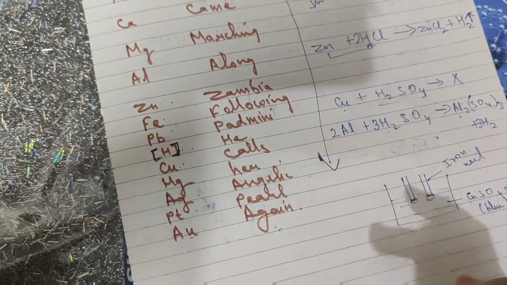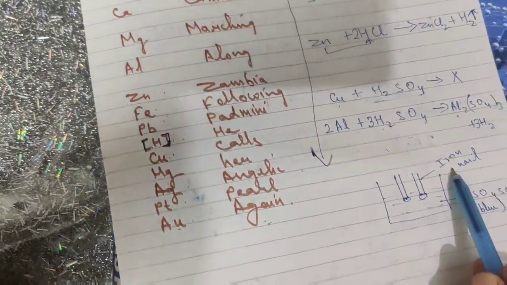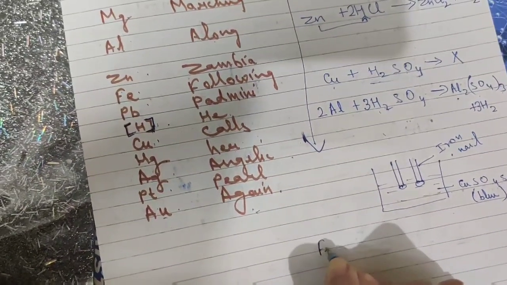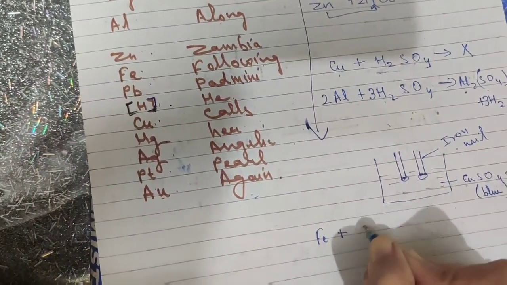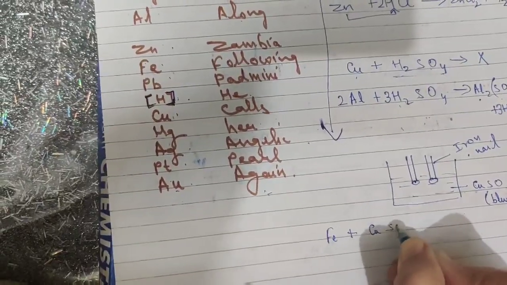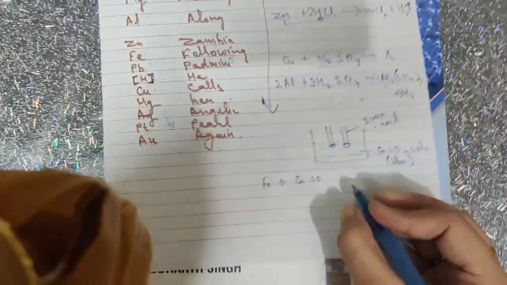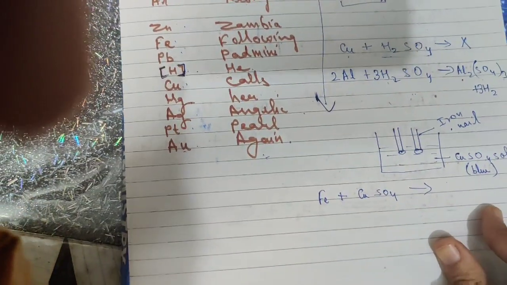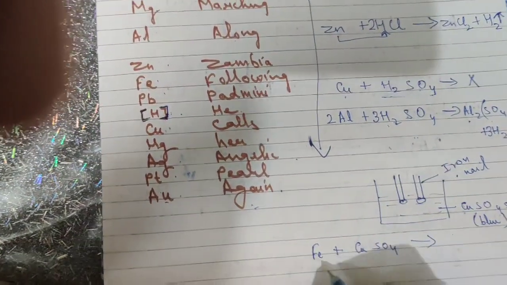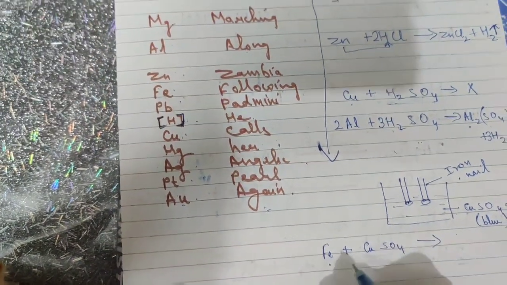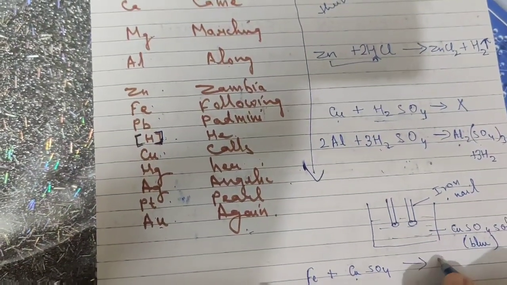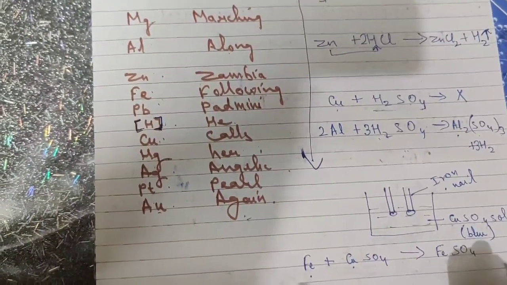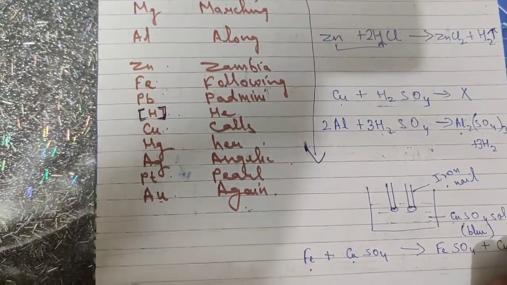So what do you think? Is iron more reactive than copper or not? If I just write the reactants here, the reactants are as follows: Fe plus CuSO4. So what will be the product? Fe, being more reactive than copper, will displace copper from its compound. So the product will be FeSO4 plus Cu.